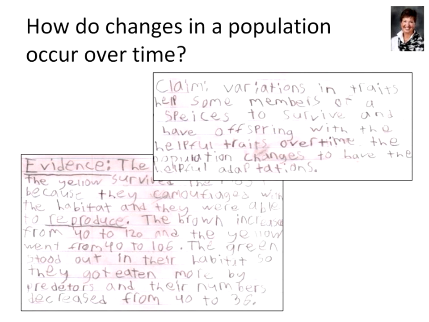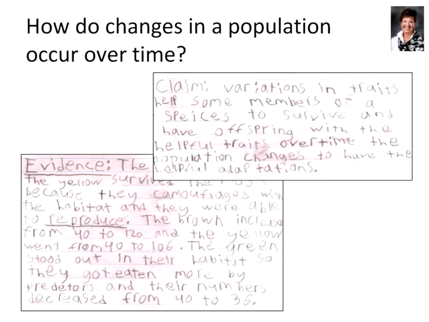These are, again, 8- and 9-year-old children in the 3rd grade at the end of the first unit of the academic year. One of the big questions, not the ultimate question for the unit, that the kids are trying to answer is how do changes in a population occur over time? Their claim is that variations in traits are responsible for this. The ones with the helpful traits have the offspring, and over time the population changes to have those helpful adaptations. And they're using evidence from some of their investigations to back that up.